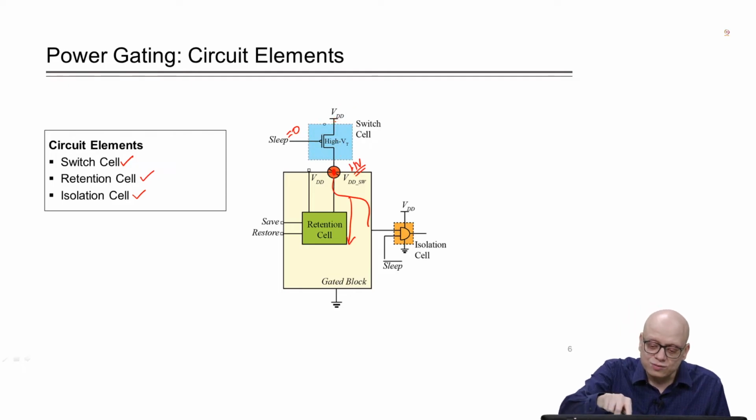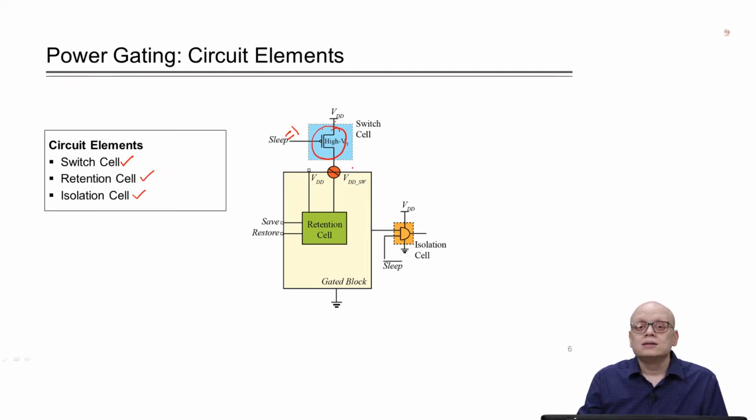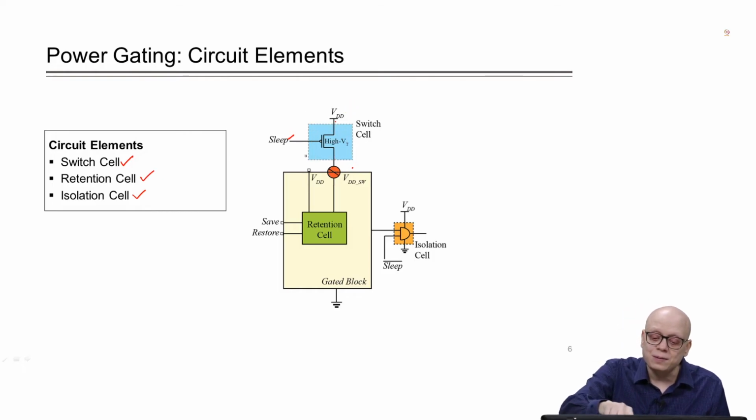Now, this is the case for sleep equal to 0. What happens when sleep is equal to 1? If sleep is equal to 1, then this switch cell is switched off, because it is a PMOS. So, this will be switched off and therefore VDD and this point will get disconnected, and this is basically power gating.